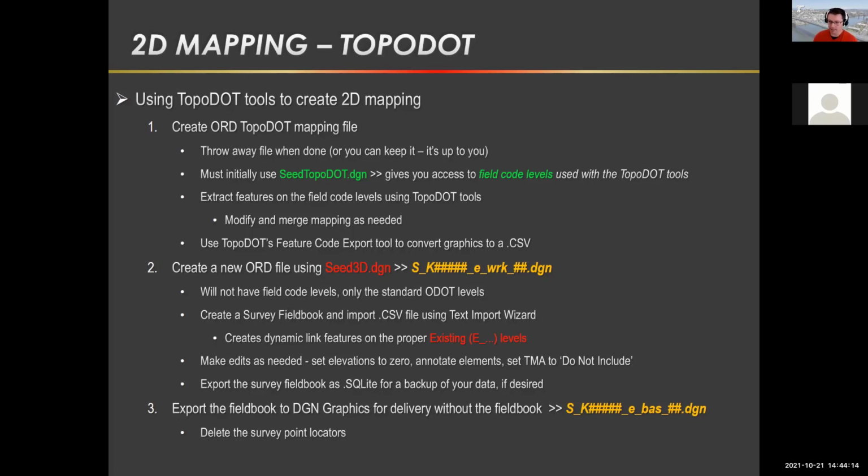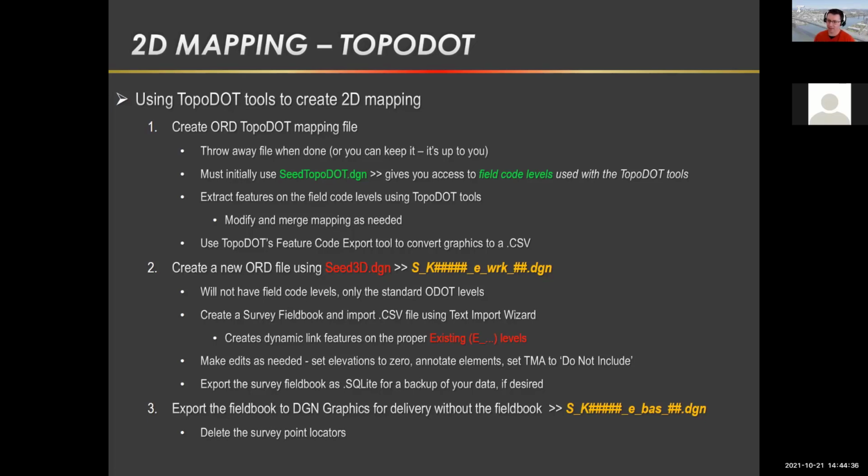So once you've got all that set up, you can then export your field book as an SQLite for a backup of data if you need it. Not totally necessary, but again, I'm paranoid about losing data. So I would probably do that just to keep a backup in case someone got too click happy for some reason, or an ORD file got corrupted.